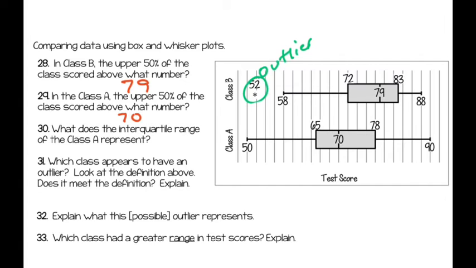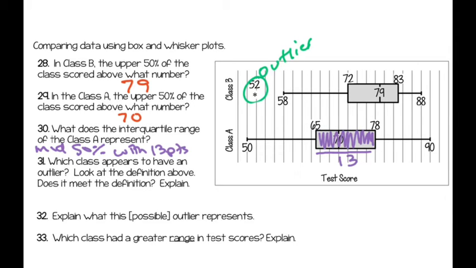Okay, number 30, what does the interquartile range of Class A represent? So the interquartile range of Class A is the difference between 78 and 65. And so that's going to be 13. And so that means that 50% of the students were within 13 points of each other, like in the middle. Okay, so we're going to say that the middle 50% were within 13 points.